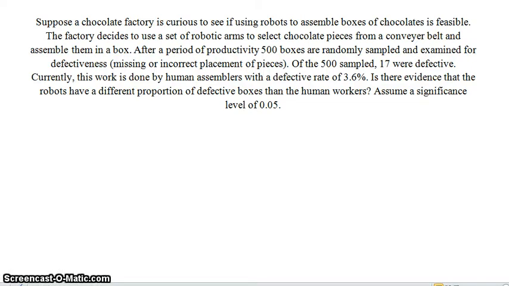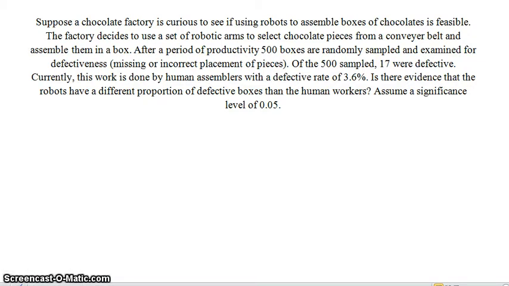Okay, so this first part is just kind of general information about the problem. Then it says, after a period of productivity, 500 boxes are randomly sampled and examined for defectiveness. What does defectiveness mean? It means missing or incorrect placement of pieces. So essentially the box is not put together correctly the way that the chocolate factory wants it to be. Of these 500 sampled, 17 were defective. So when they used the robot, 17 out of the 500 were defective.